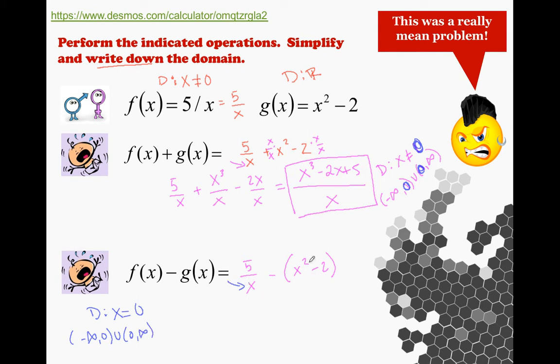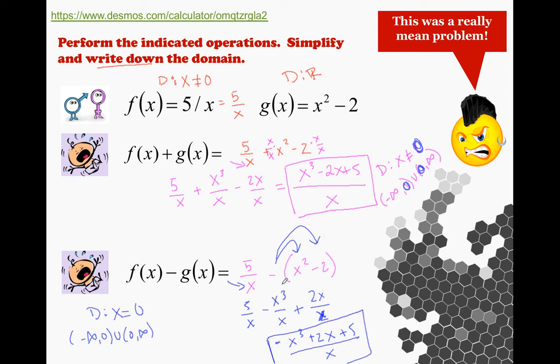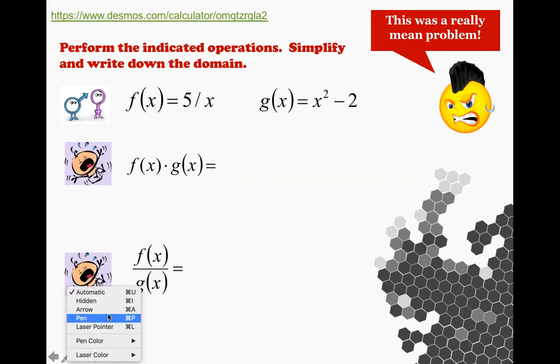Now when I'm going to simplify this, again, I'm going to find that common denominator. So I'm going to have 5 over x minus x cubed over x, and then be careful, you're distributing that negative, plus 2x over x. If I rearrange this, I've got negative x cubed plus 2x plus 5, all over x. So just be mindful of that distribution. So there's some addition and subtraction, and we can take a look at this stuff on Desmos after the next view.